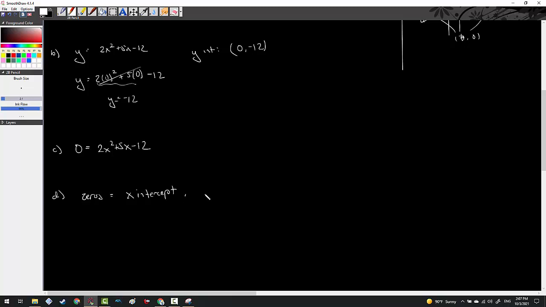But right now we don't have a mechanism to solve this. We currently do not have a means to solve 0 equals 2x squared plus 5x minus 12. We've never solved a quadratic equation before. And so I think that's going to be the point of the next problem.